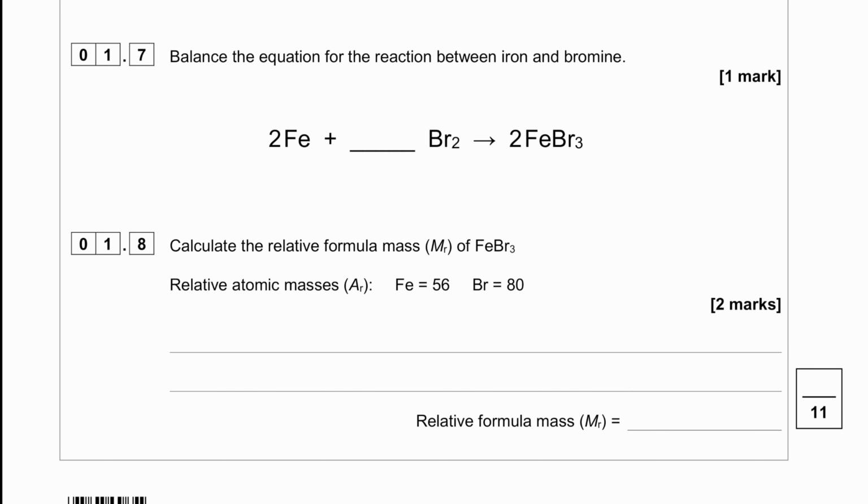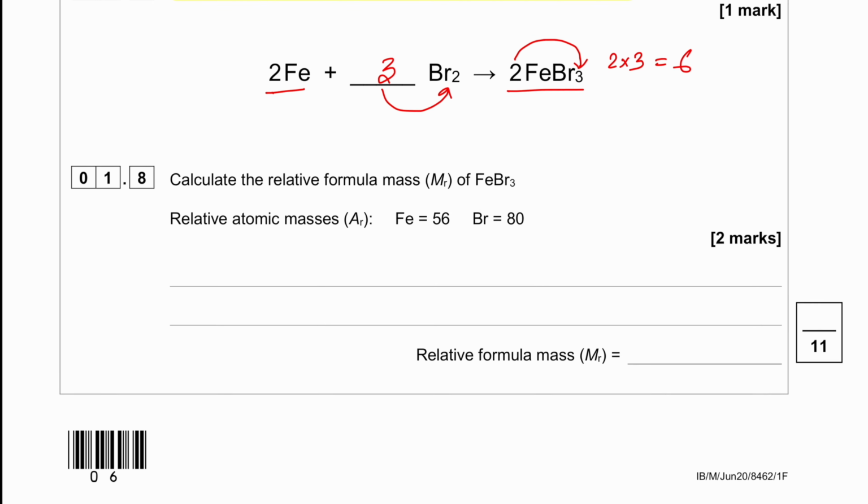Balance the equation for the reaction between iron and bromine. So we have 2 Fe and it is producing FeBr3. We can see this 2 will get multiplied with the 3, which makes it 6. So we need to put a 3 here so that the 3 multiplies with the 2 and makes 6 bromine. We need to have an equal number of atoms on both sides.